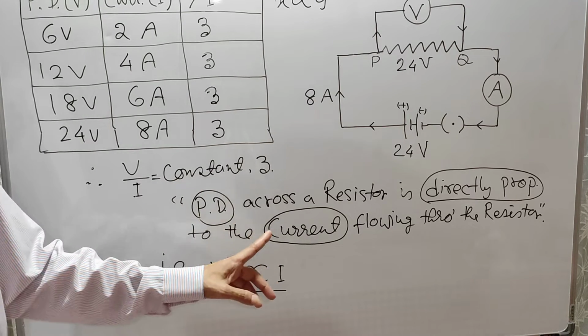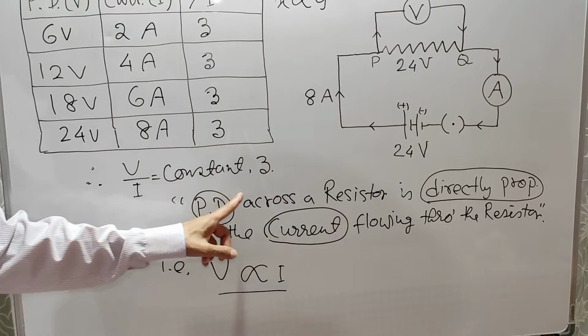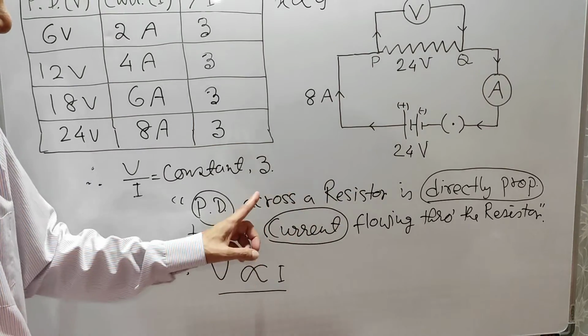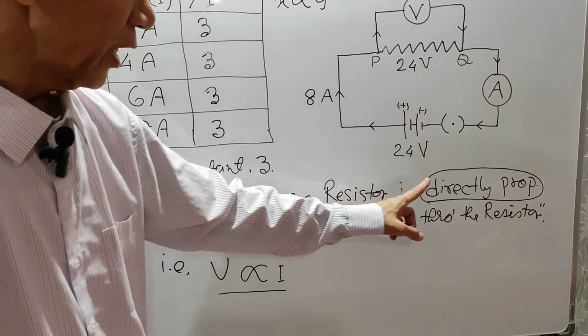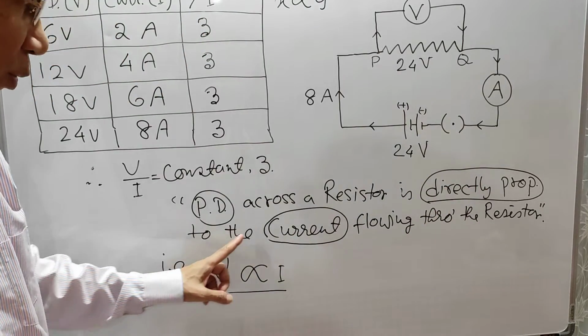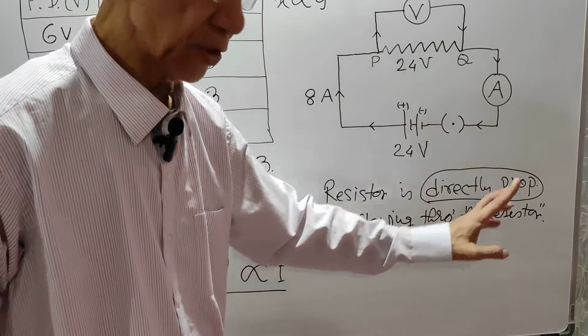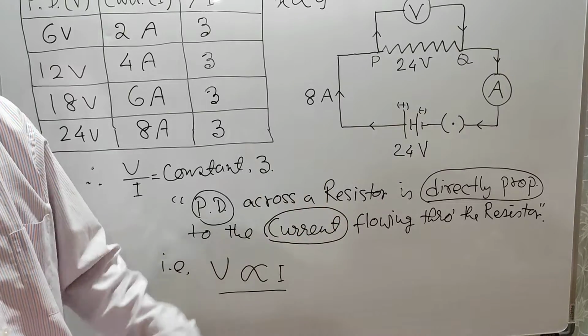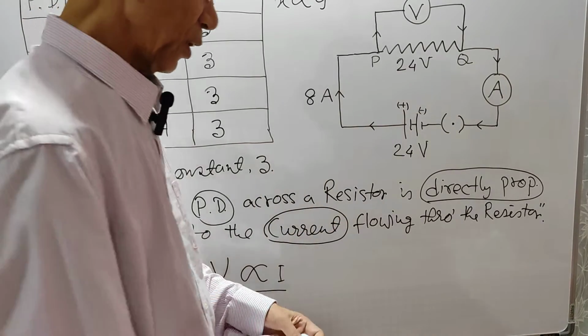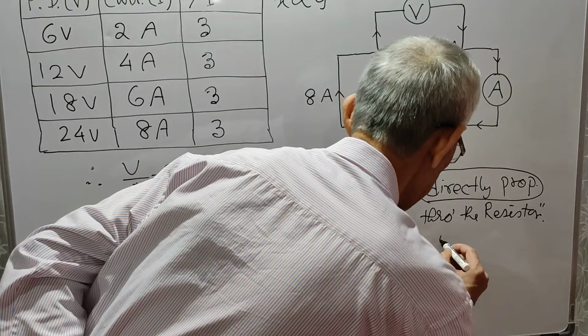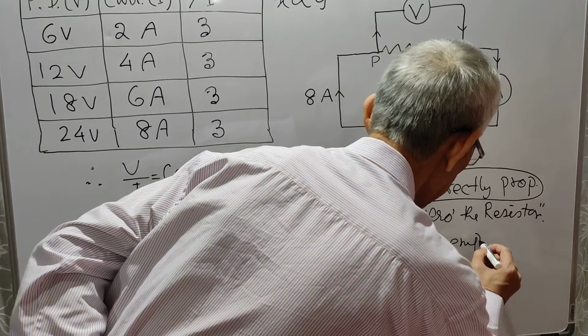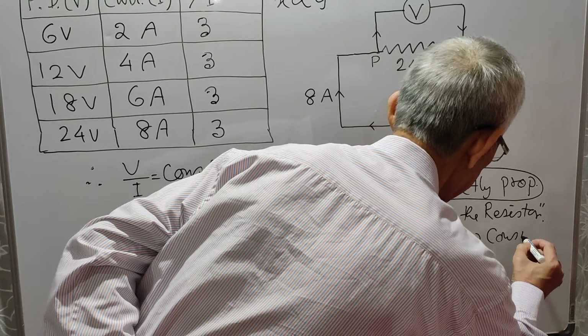And what is the statement of Ohm's law? This one. Potential difference across a resistor, that means between the two terminals of a resistor, is directly proportional to the current flowing through the resistor. Now there is an important condition: provided temperature remains constant.